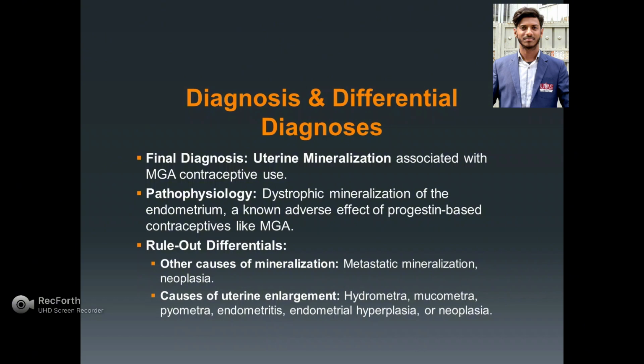Now look at the differentials, what else it could have been. The first is metastatic mineralization. This is mineralization due to a high blood calcium level, e.g. either from kidney disease or hyperthyroidism. The second one is neoplasia, that is cancer, a tumor that could sometimes mineralize, but the pattern and history made this less likely. Other uterine pathologies could be pyometra, inflammation of the uterus, that is endometritis, and benign proliferation, that is hyperplasia.